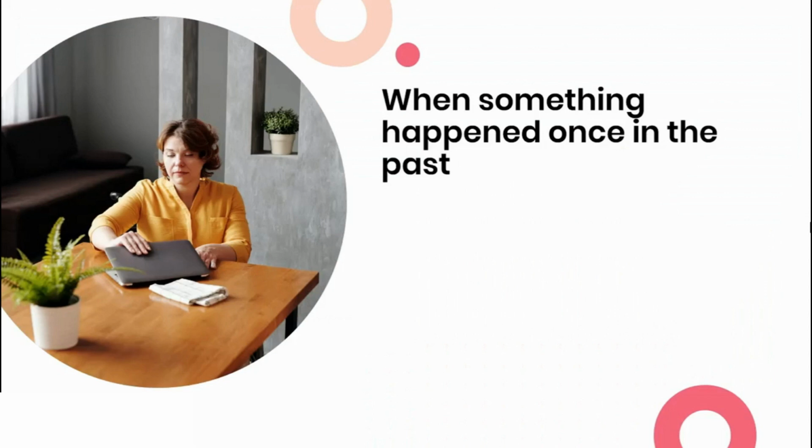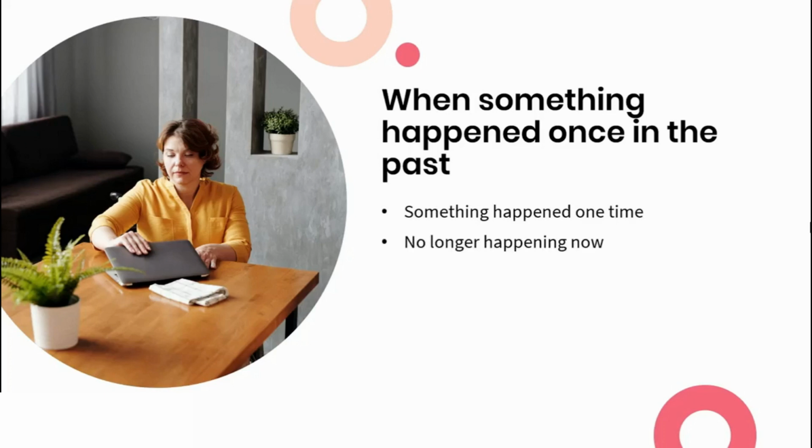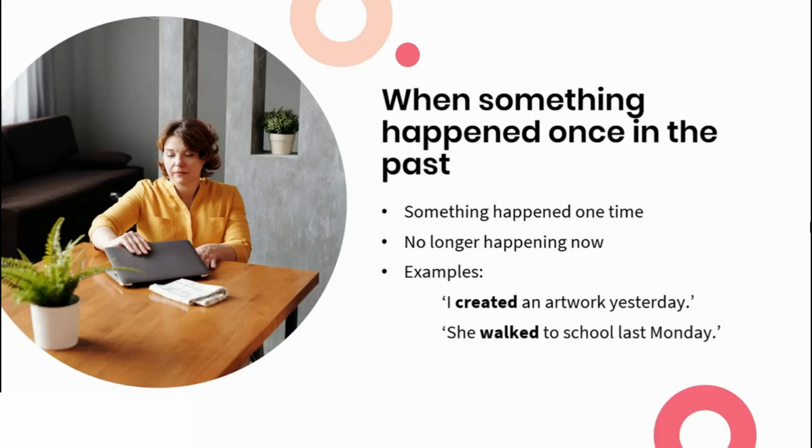The first context to use past simple tense is when something happened once in the past. In other words, when something happened just one time and it's no longer happening in the present. For example, I created an artwork yesterday. She walked to school last Monday. They parked behind the building.